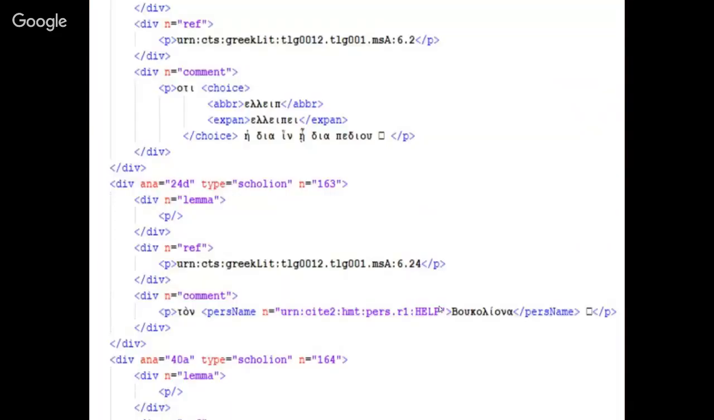The electronic transcription of the manuscript that I have already read is the following. As you see here, we have the abbreviated form of the verb elip. Then we have the expanded version of the verb as it was read and interpreted by the editor. And then we have the second part of the scholion. As I told you, most cases have the abbreviations of the morphological endings of the words. So the translation that I propose is the following.